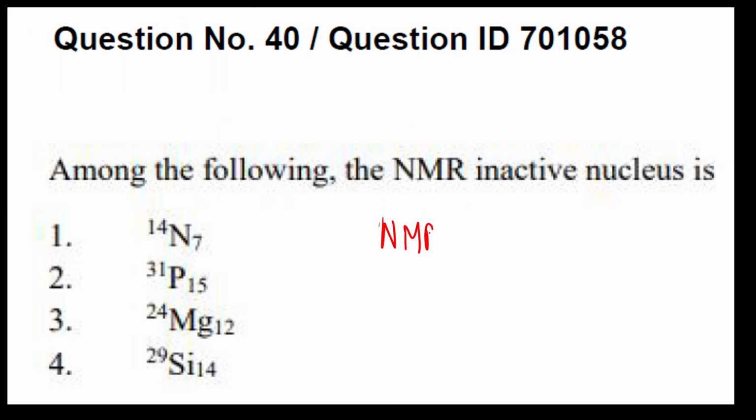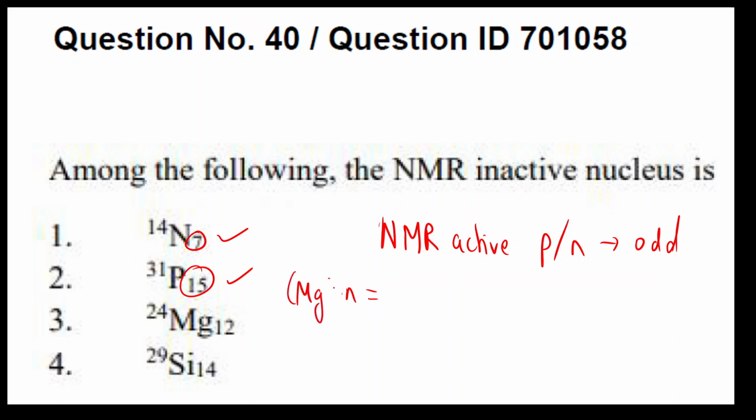This question, NMR inactive nucleus. For the nucleus to be NMR active, the number of protons or neutrons must be odd. Here the proton number is odd, so this is active. In between these two, we have to find out the number of neutrons. For magnesium, it will be 24 minus 12, which is 12, even. So this will be NMR inactive. The correct answer is option 3.